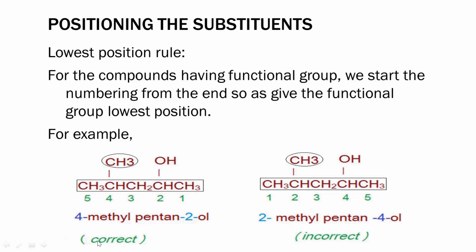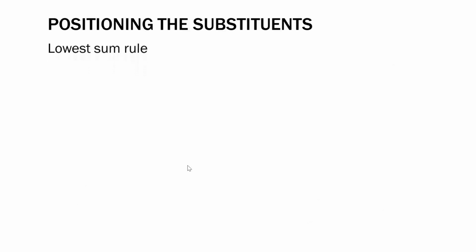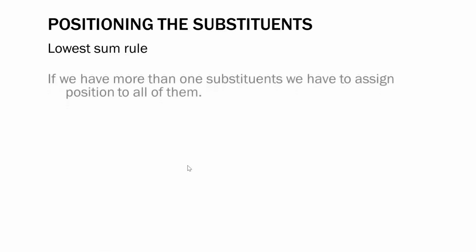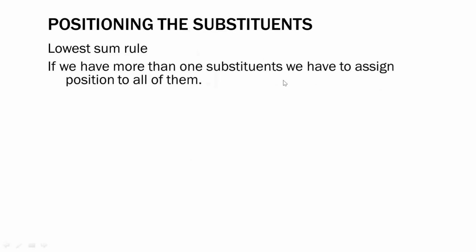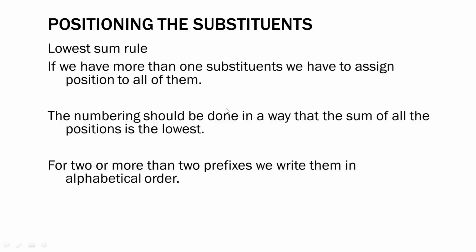But the correct positioning is this, because here we have an OH group, and if we have a functional group, then we should provide the functional group the lowest position. Now, there is another rule, that is the lowest sum rule. And this rule is basically used when we need to provide 2 or more positions. Alright, if we have more than one substituent, we have to assign positions to all of them, and the numbering should be done in a way that the sum of all the positions is the lowest. So we try to get the lowest sum of all the positions.